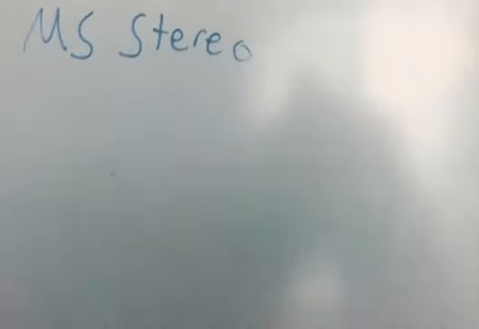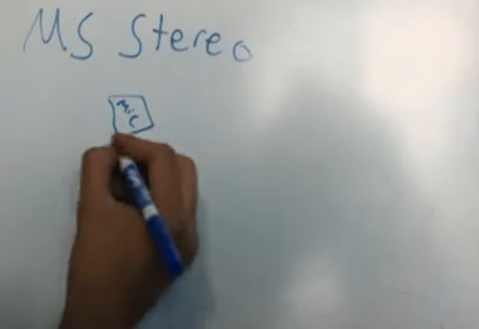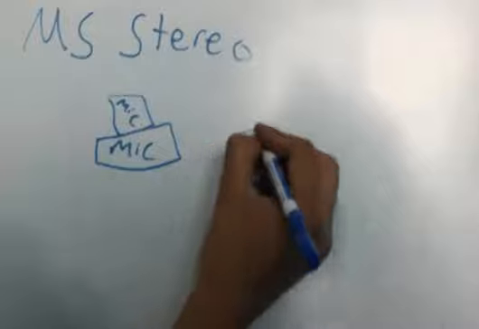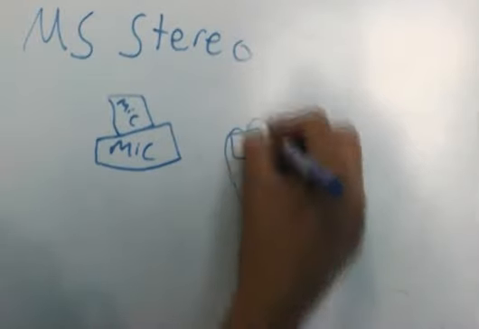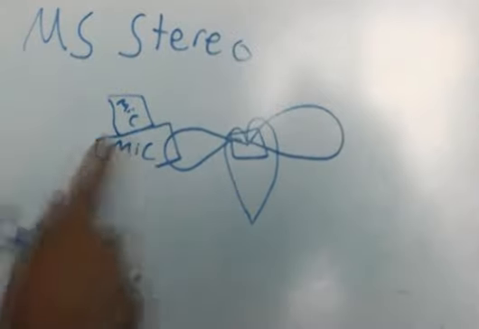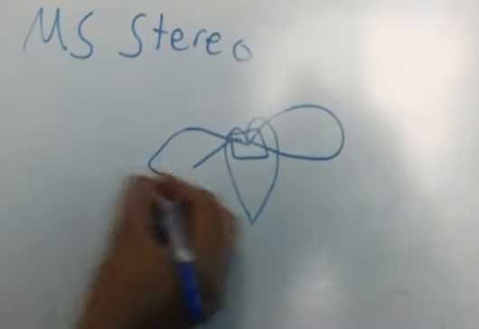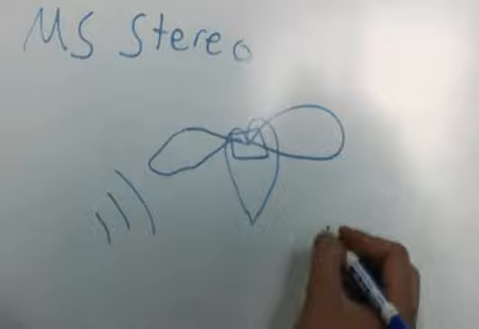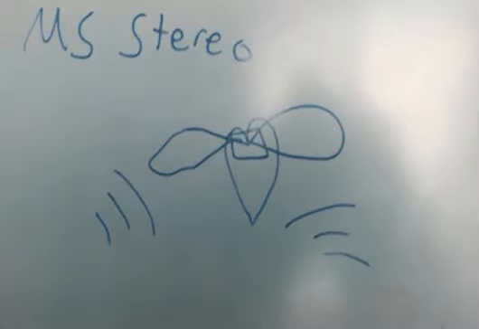MS stereo is a microphone on top of another microphone setup. The mic on top has a cardioid pattern, and the one on bottom has a ribbon pattern. The surrounding noises are picked up by these mics in a way that creates an aural image.